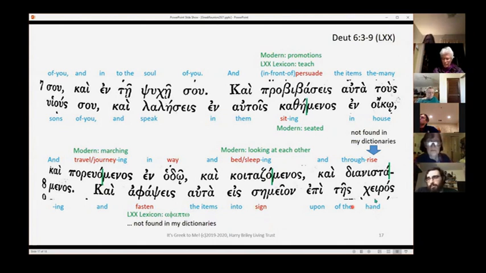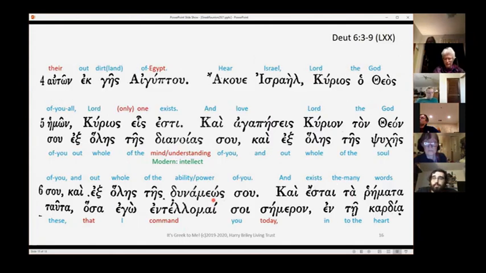Okay. I am curious. So this has an os ending. I would have expected it to be an ida right there. So this is a little confusing to me. So fasten the item. What items are they talking about? At this point, it's got to be the commands way back here, right here. It's these things that I've commanded you to be in your heart, these many words.